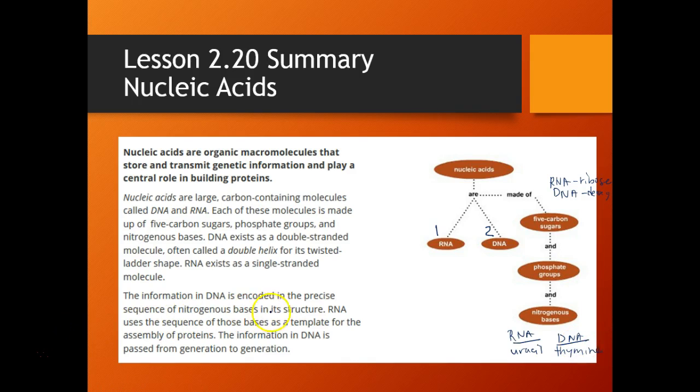The information in DNA is encoded in the precise sequence of nitrogenous bases in its structure. RNA uses the sequence of those bases as a template so that it can help make those proteins. So again, DNA has information, RNA uses that information to help make proteins. The information in DNA is passed from generation to generation. The last difference between RNA and DNA that we talked about as well is that DNA is double-stranded, whereas RNA is single-stranded.